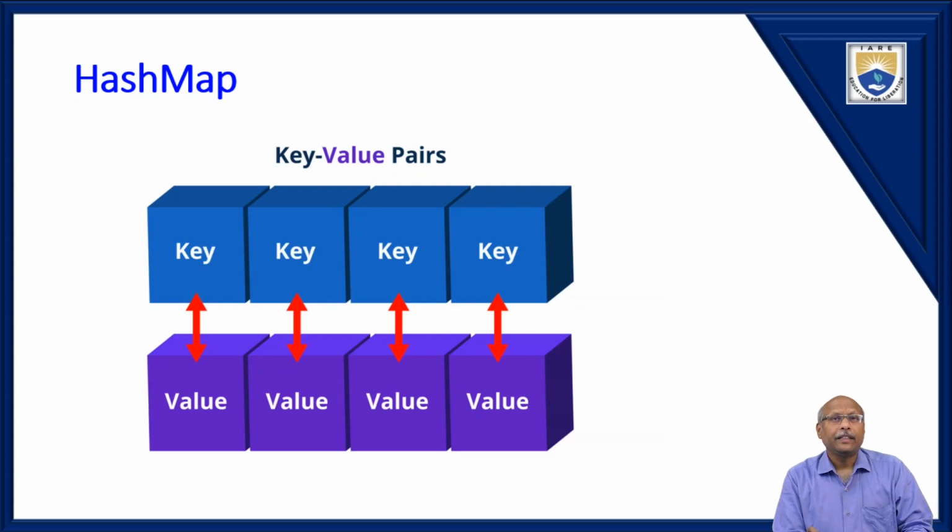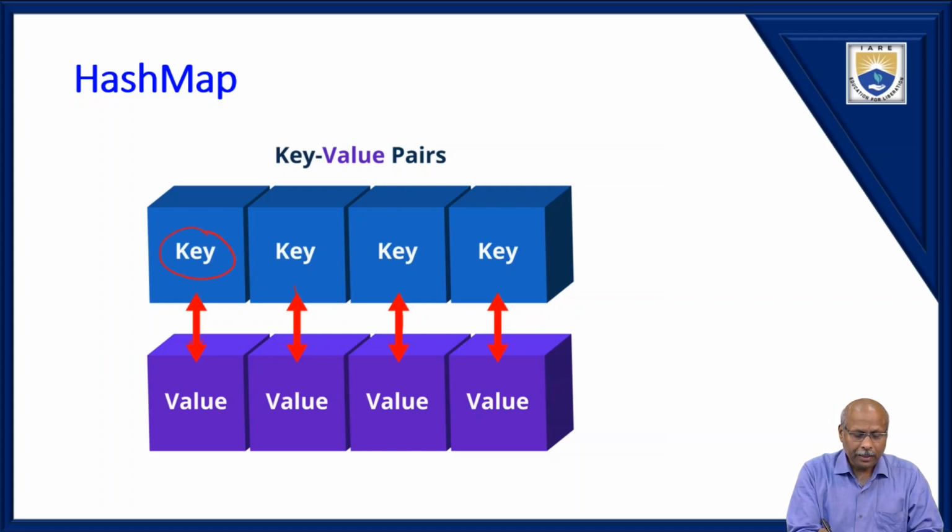Internally, the HashMap is mapping like this. For every key, it is mapping with the corresponding value. You can have multiple keys, but all keys are unique. This key will have some value, this key will have a value, this key will have a value. Like this, it maintains. This is just like your hash table. So HashMap internally uses the hash table.